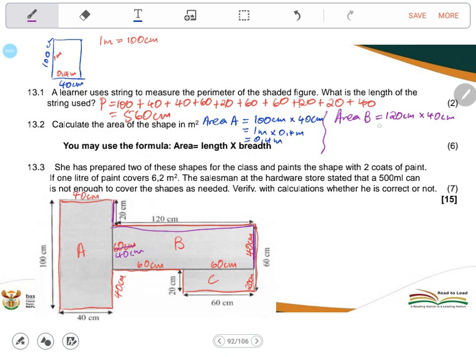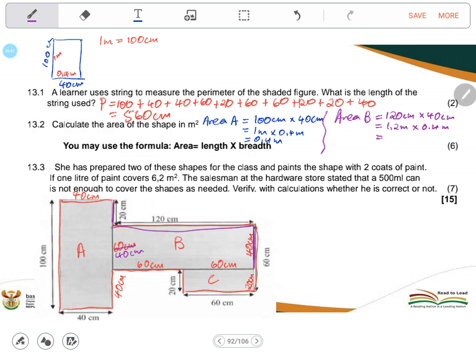All right, so which means we have 120 centimeters divided by 100. So to change it into meters, we'll have 1,2 meters multiplied by 40 divided by 100. So this will give us 0,4 meters. If you don't understand the conversion, you can go back to the beginning of this document where conversion is done and see how it should be done. I'm just now assuming that you are now able to do the conversion.